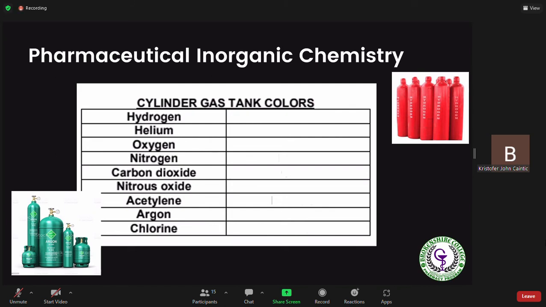Hydrogen gas should be placed in a red tank or red container. Helium should be placed in a brown container. Oxygen would be placed in a green container because green means life. Then nitrogen should be placed in a black container. Remember, nitrogen also means azote, or without life. So that's why it is placed in a black container.